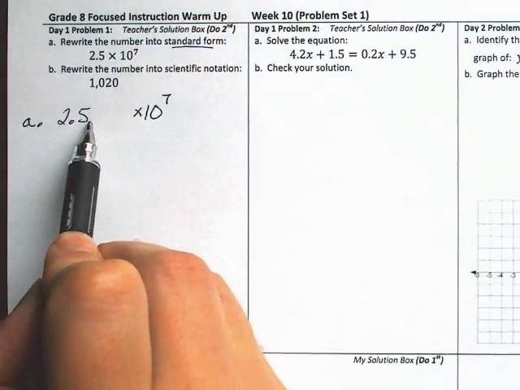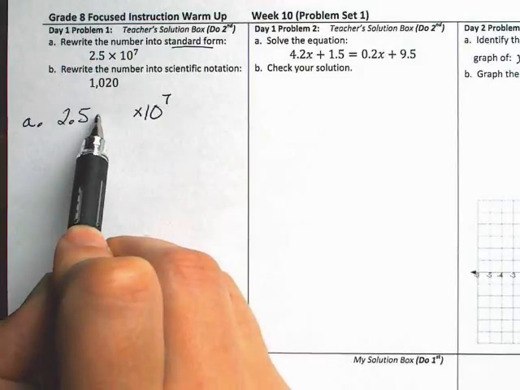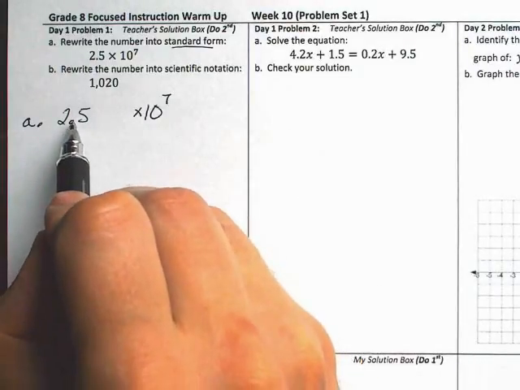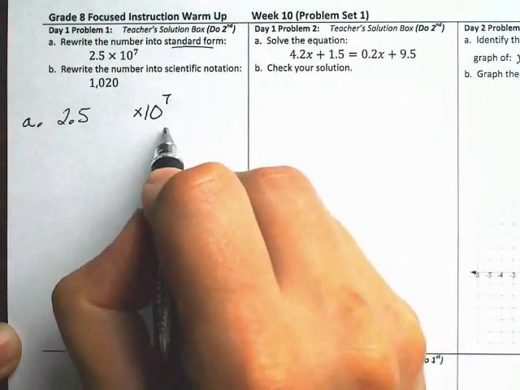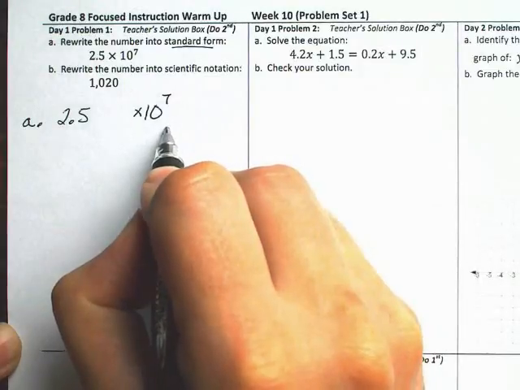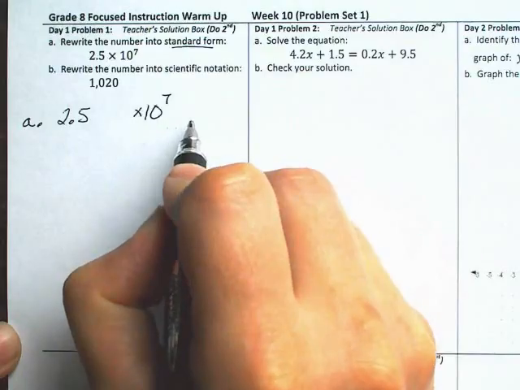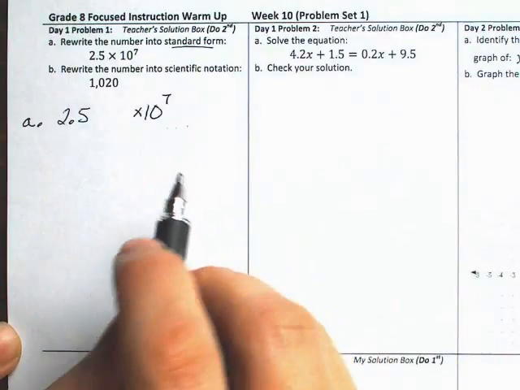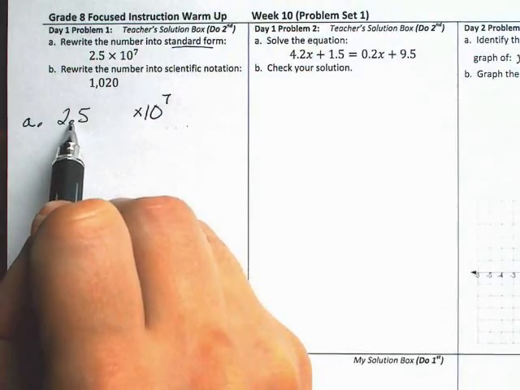spots to the right. And so I've left some space here to accommodate moving to the right and filling in some placeholder zeros. Again, the reason for moving to the right 7 spots is that an exponent of 7 on the 10 really means that I'm going to multiply by 10, multiply by 10 a second time, multiply by 10 a third time, multiply by 10 a fourth time, and so on.